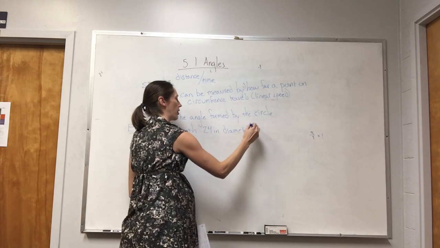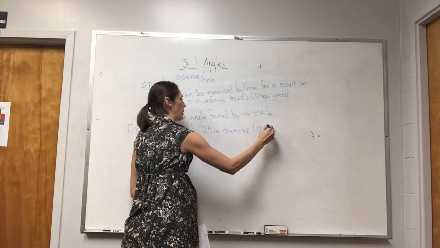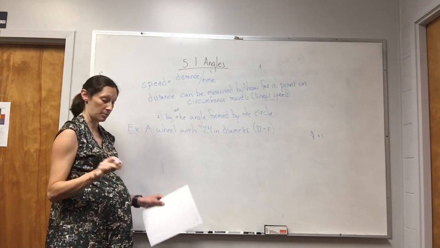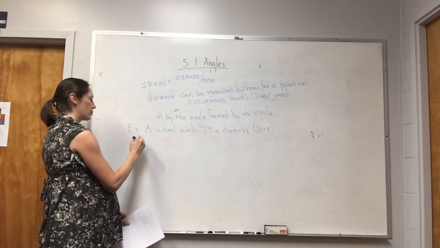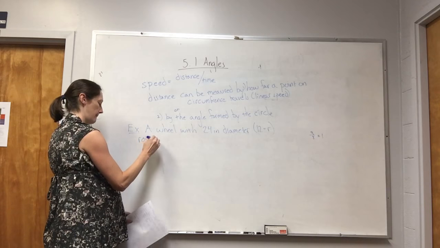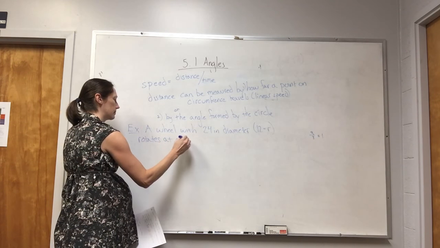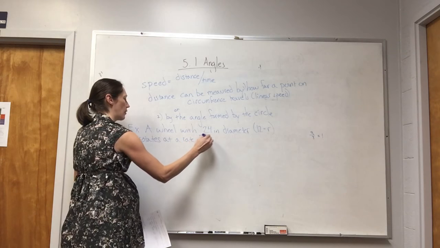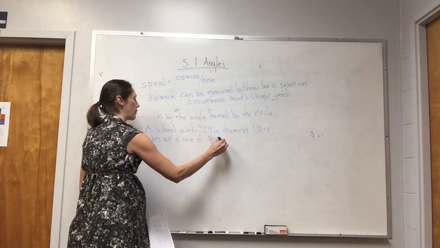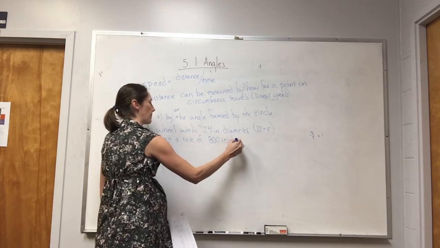Diameter is just all the way across the circle. That means you have a 12-inch radius. Okay, keep that in mind. And it rotates at a rate of 800 revolutions in 1 minute.